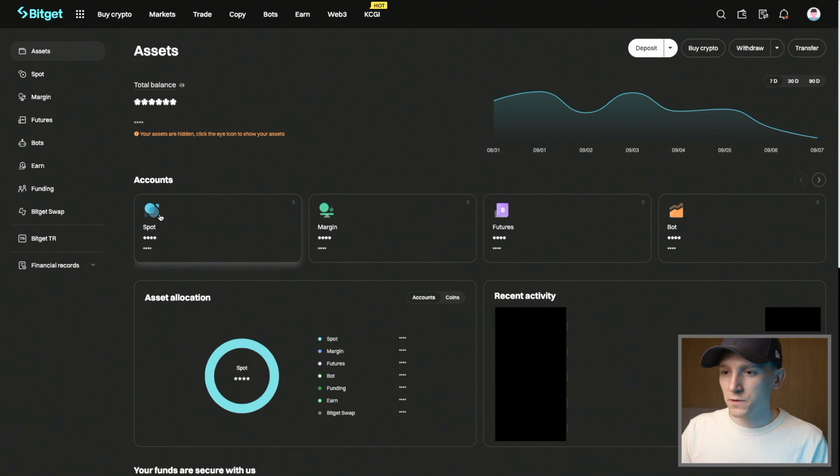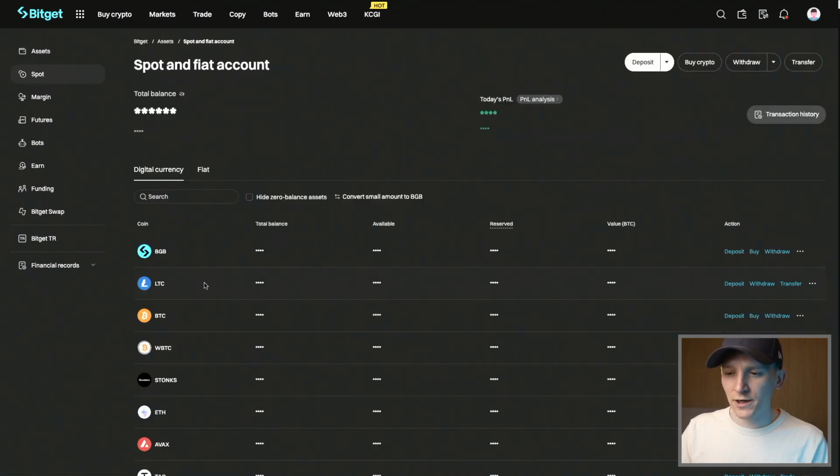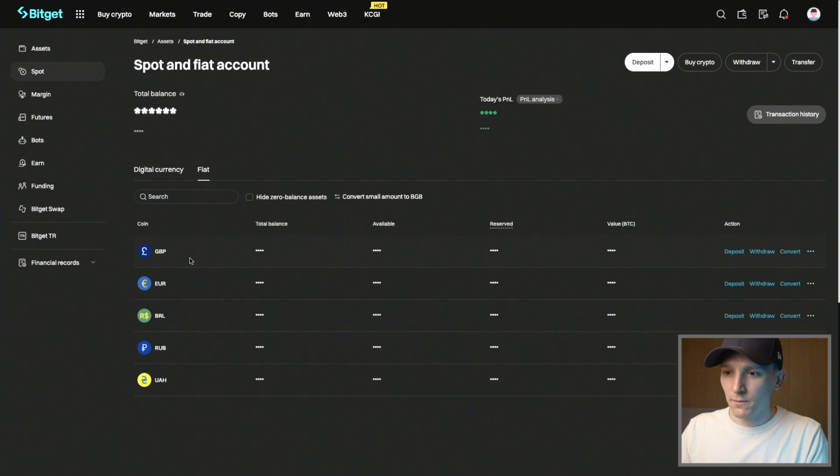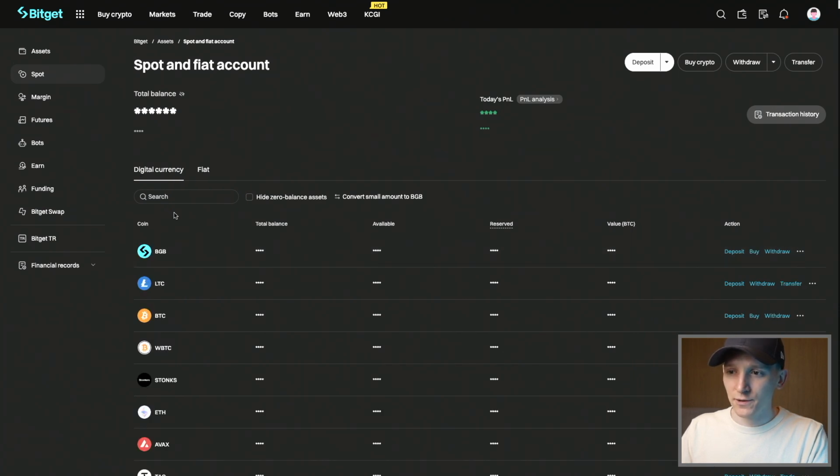Now, what we can do also is press spot right here. So we'll press spot, and that shows all of our assets. We have digital currencies, cryptos right here. And if you have any fiat currencies deposited, they're going to be shown to you right here as well. So you can see all of them here. Now you have options to deposit and withdraw, as we've seen, and convert as well, which I will show you in a second. Digital currency right here, you can see all of your assets listed.